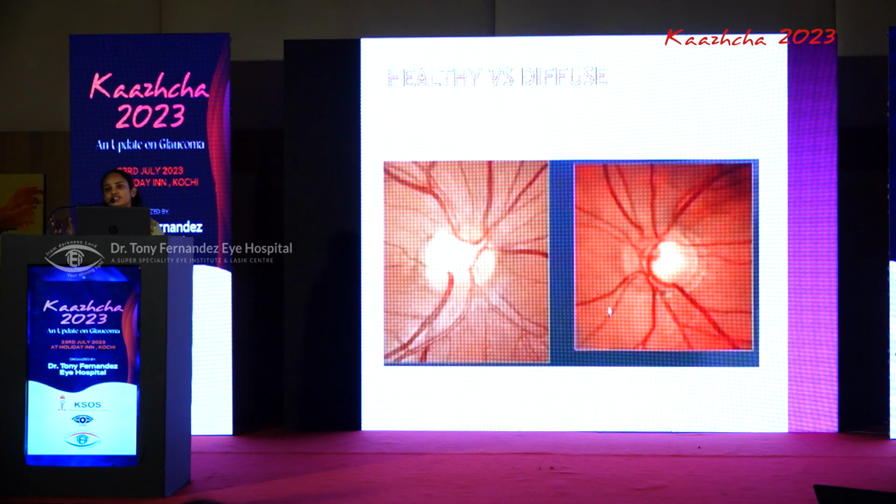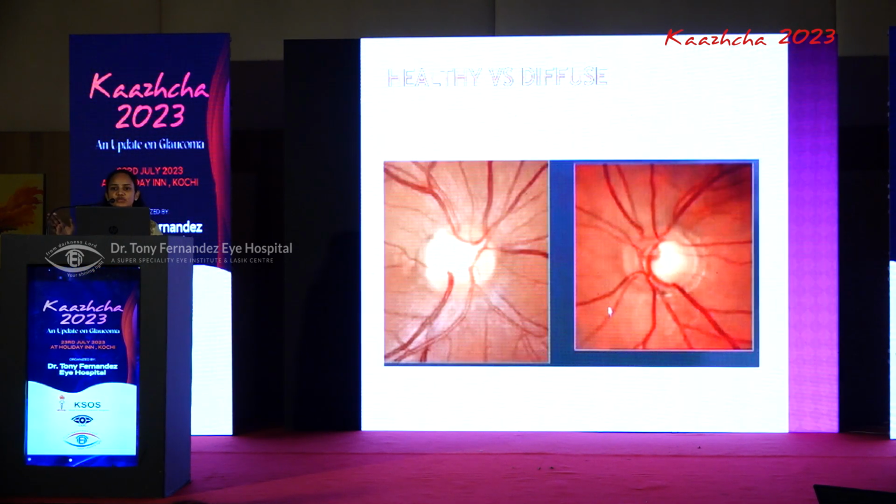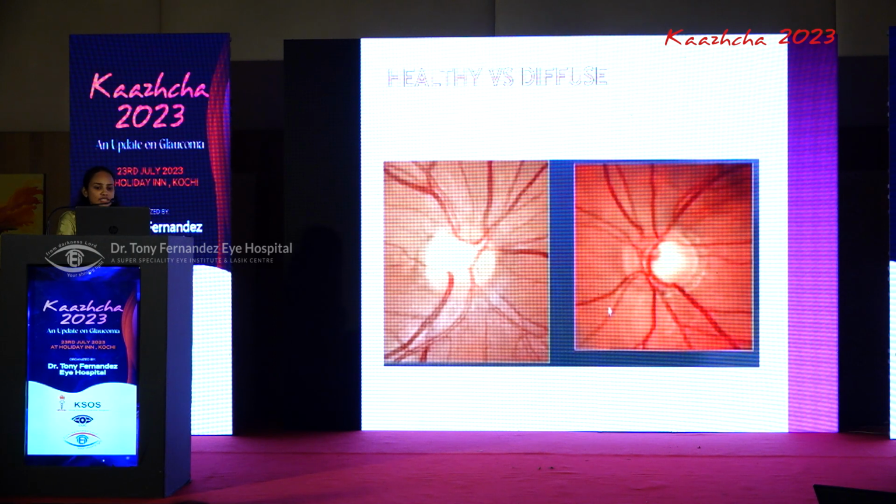Then how to differentiate between healthy RNFL and diffuse RNFL loss. See the image on the right side. In normal eyes, the retinal vessels are actually embedded in a thick layer of RNFL, so they are not very prominent, they are not very bright red in color. But when the RNFL is thinned out, they are covered only by a thin layer of internal limiting membrane, making the vessels very prominent and bright red. Through experience, you can learn to pick up these changes.